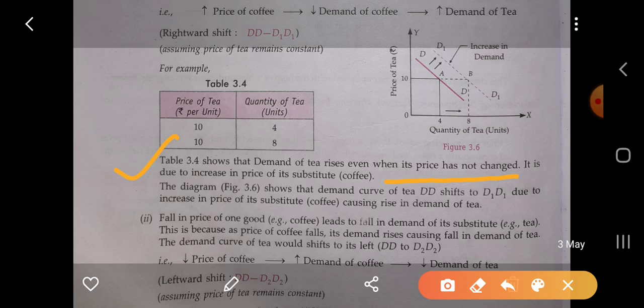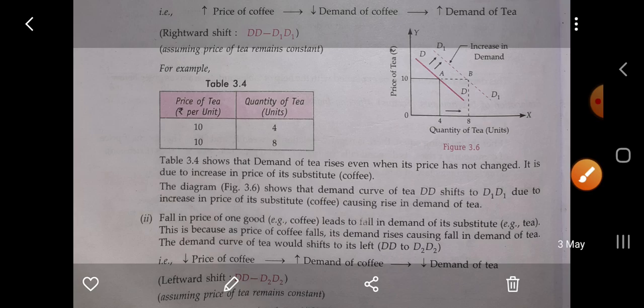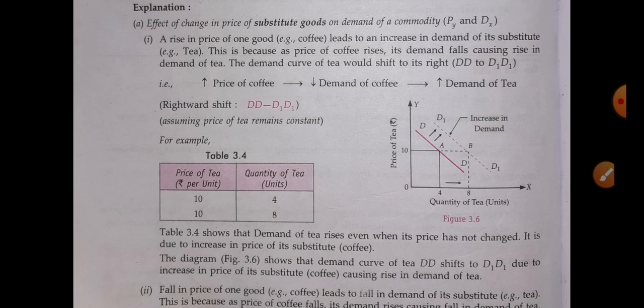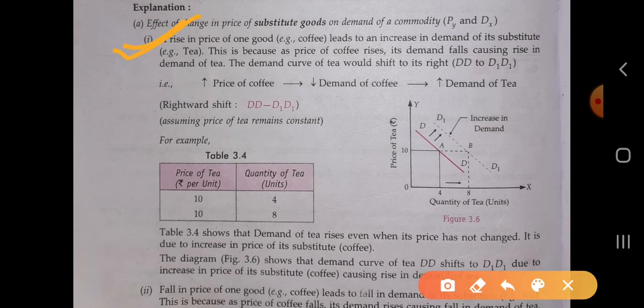We have taken the assumption that the price of tea remains constant. It is due to the increase in the price of the substitute good. Because the price of the substitute good increases, and we have taken the price of tea as unchanged, the demand for tea will increase. Then the demand curve will shift to the rightward. Okay, and this is the condition when there is a rise in the price of one good.